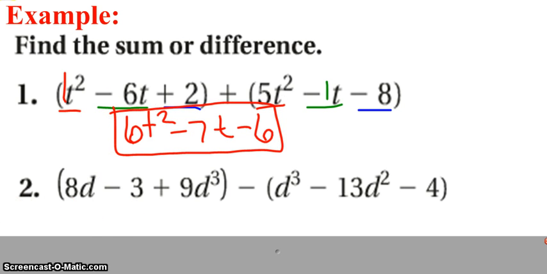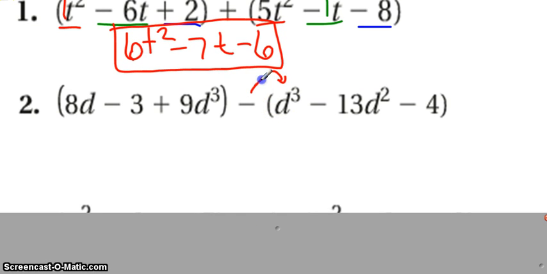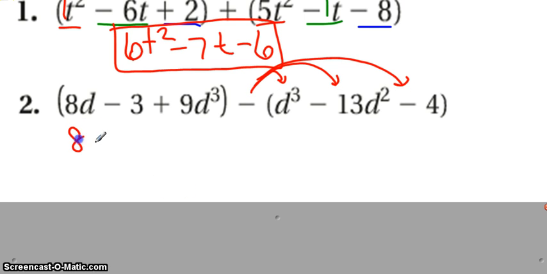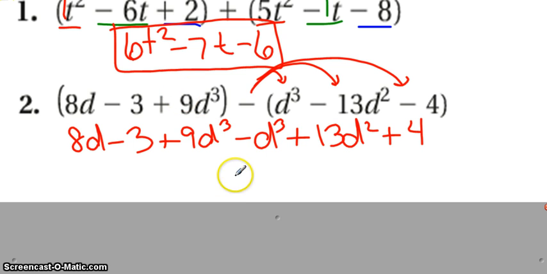Okay, same thing with subtraction. Again, remember to distribute that negative. And when you distribute, you want to drop the parentheses, because that's saying it's subtracting everything inside the second parentheses. So you got to make sure that you switch the signs. And now you combine like terms. So go ahead and do that. Make sure you have it from highest exponent to lowest. I'll give you a couple seconds.